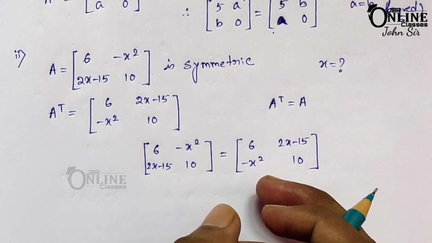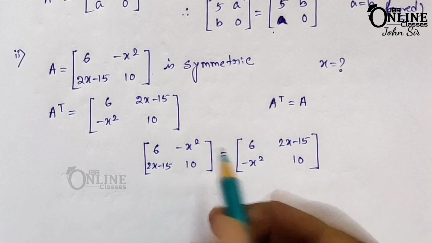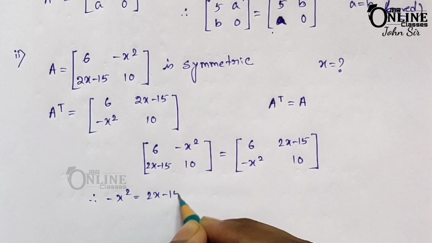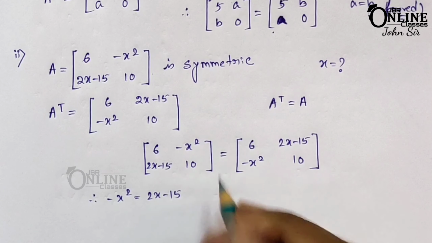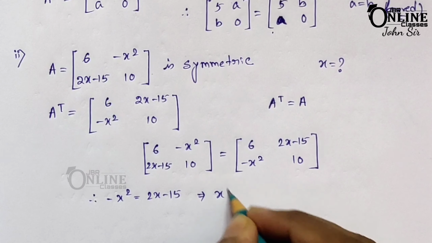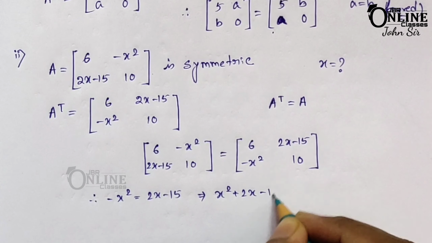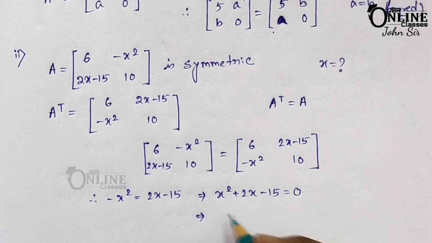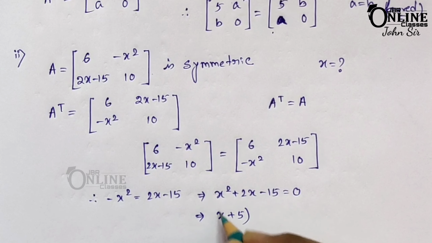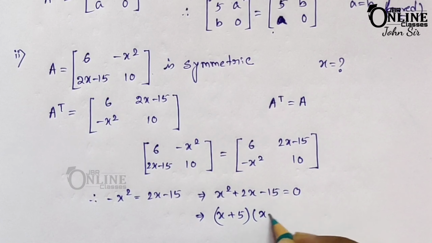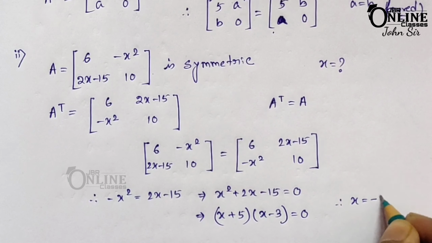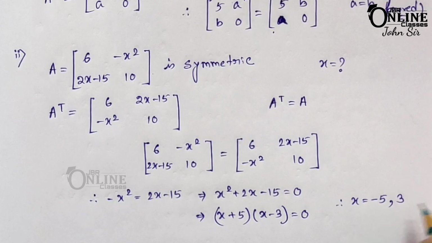Now if you compare the elements, then here minus x square equals 2x minus 15. So it will be x square plus 2x minus 15 equals 0. So it's a quadratic equation, and if you solve it by the middle term factorization method, then you will get x plus 5 and x minus 3 equals 0. So from that x equals minus 5 or x equals 3 as your answer.